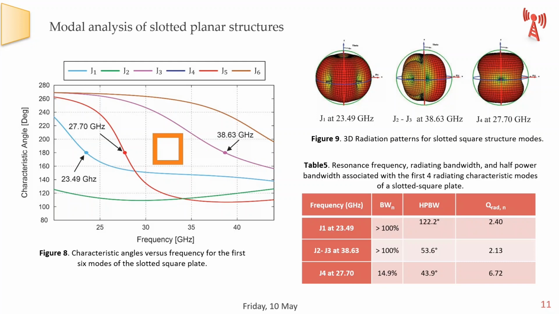in table 5. The radiation pattern of the first electric modes of slotted square plates is depicted in figure 9, indicating that the slotted structure offers greater stability for mode G4 at 27.7 GHz compared to the mode G5 at 28.41 GHz in the original metallic square.